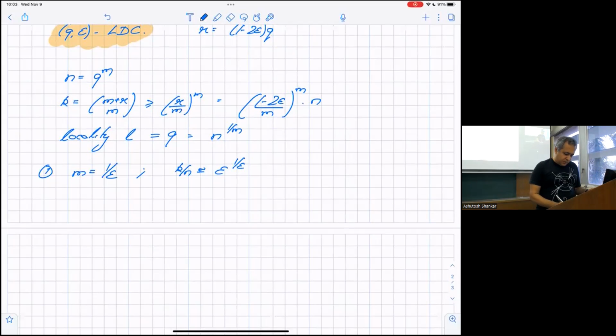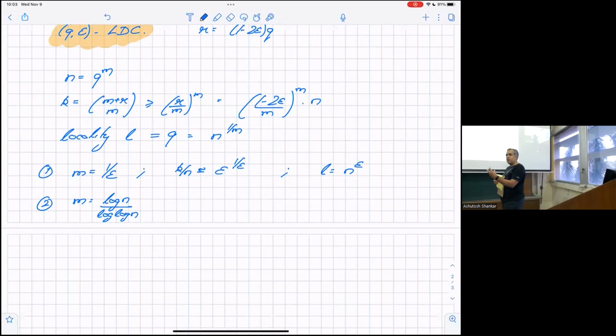The other extreme is I want to choose m to be log n. Log n is not doable. So in fact, you can make it log n by log n. And here what was Q? Q is, sorry, the locality. Locality is n to the power epsilon. So it's not yet a constant. It's a significantly small fraction of the input. It's n to the epsilon, but it's not a constant.